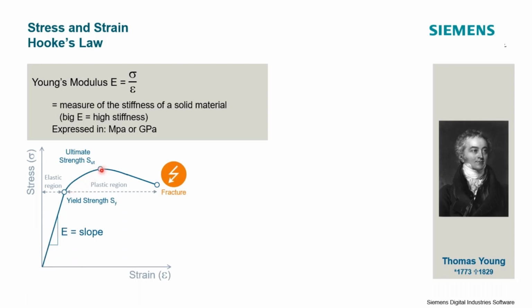We have a point denoted as the ultimate strength of the material. So this is the maximum stress or maximum load that the material can experience before the stress starts lowering here, the strain starts increasing rapidly, and we eventually get to this fracture point where the material fails.